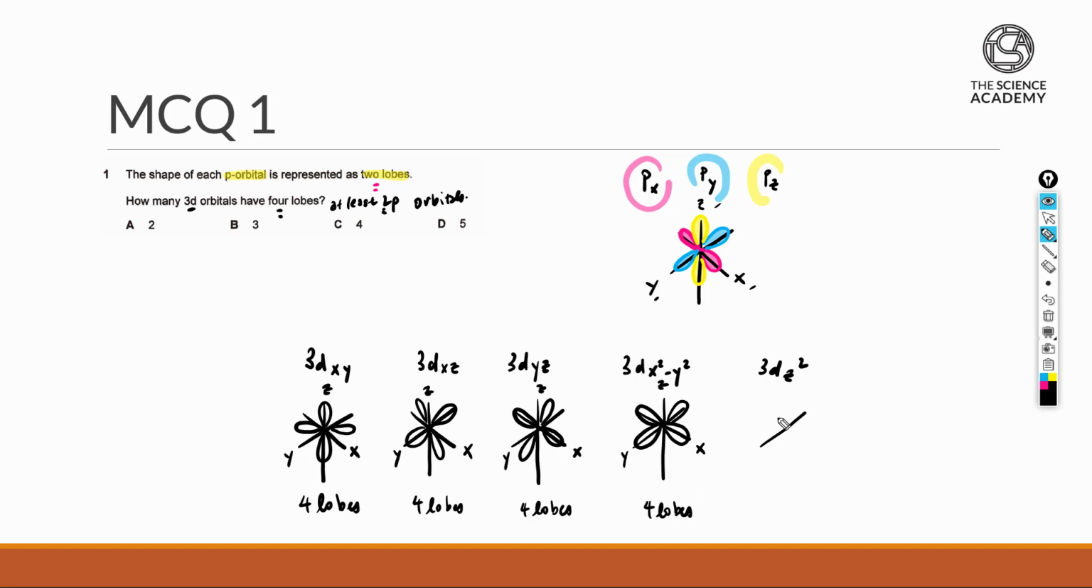And for the case of 3D z2, we're going to have 2 lobes on the z-axis, but a circular structure that is found on the x as well as the y-axis. So this gives us only a total of 2 lobes. So doing the counting over here, we have a total of 4 sublevels of the 3D orbitals that give us 4 lobes. The answer for 1 is C.